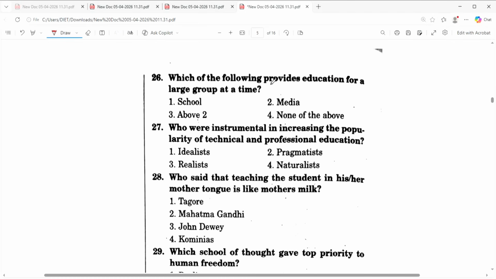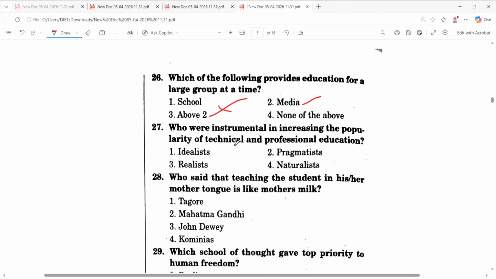Which of the following provides education for a large group at a time? School, media, above two, none of the above. The answer is both of them. And 27. Sorry, 26. It is nothing but media.